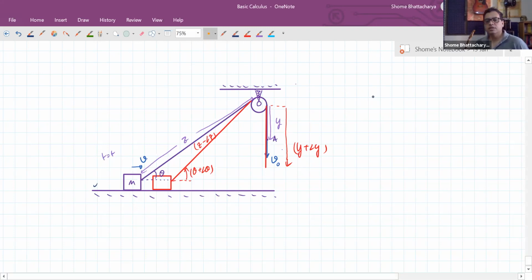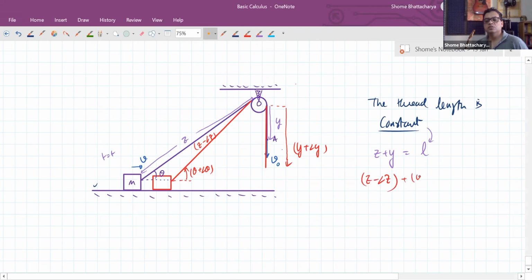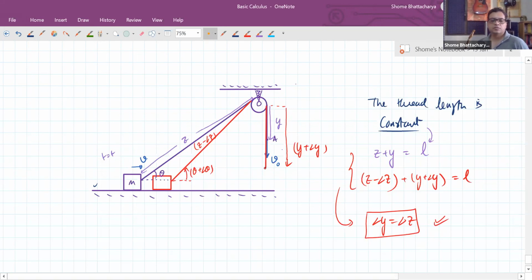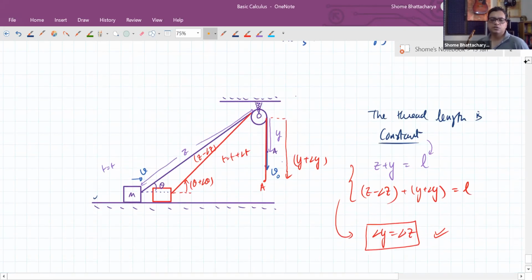So first of all, what we have to understand is that the thread length is constant. Whether we look in the first picture, it is z plus y, that is a fixed thread length, or we look in the second picture where it has reduced to z minus delta z, but this one is increased to y plus delta y, that must remain constant. So comparing these two relations, you can see that the increase in length on this side must be equal to the decrease in length on the other side. So this is what we are going to use to find out the relationship between V and V naught next. So now let's see how we can set this up by the calculus method.